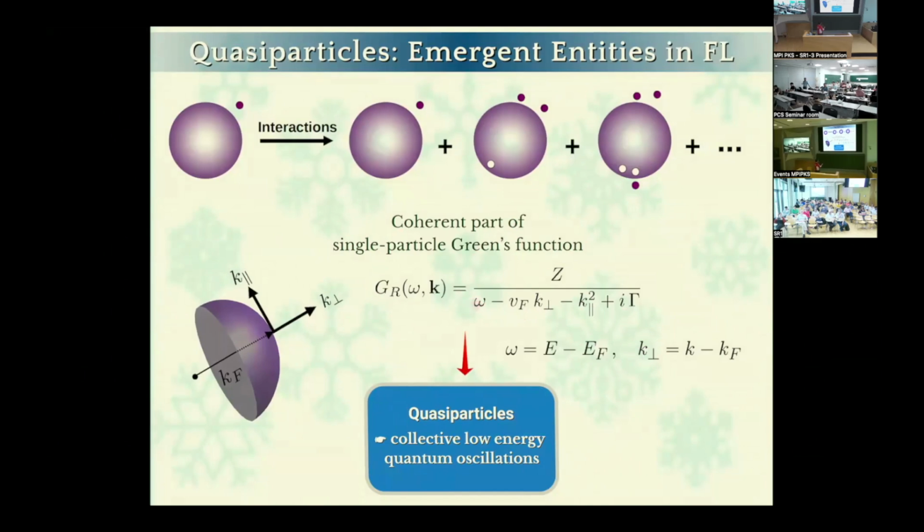Apart from this k and omega, we also have two parameters, Z and gamma. I had already used the symbol Z in my previous slide, but I'll talk more about it. If you look at the form of the denominator of this function, we immediately see the emergence of quasi-particles, which are nothing but the collective low-energy quantum oscillations, because there are poles of the Green's function. Of course, they are not delta function poles because there is a finite decay given by this gamma.